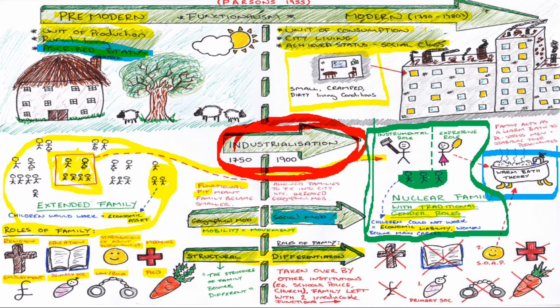As you can see, religion was taken over by the church. We lost religion. Education was taken over by schools. Finances and employment were taken over by business. Hospitals took over healthcare. Shops took over food production and buying food. The police took over law and order. So all the roles were lost. The only things the family were left with were primary socialization, socializing children, and that stabilization of the adult personalities.